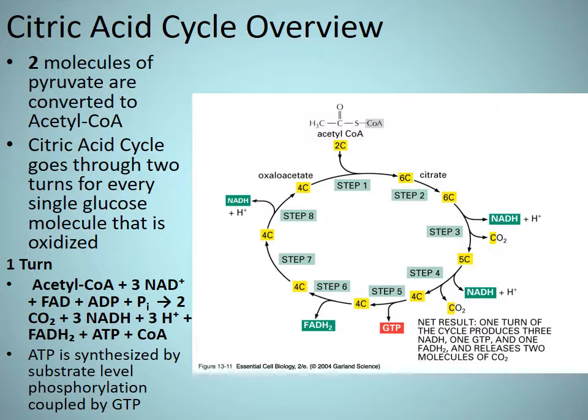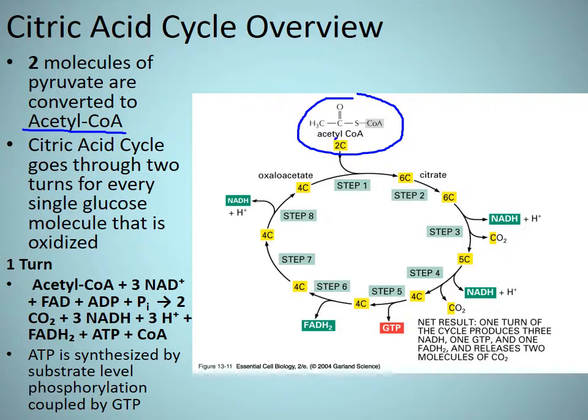So, 2 molecules of pyruvate are converted into acetyl-CoA. Acetyl-CoA is going to start the initial stage of the citric acid cycle. Now remember, there are 2 pyruvate molecules, and those 2 pyruvate molecules get converted into acetyl-CoA. So we have 2 acetyl-CoA molecules here as a result of glycolysis and pyruvate oxidation. So this cycle occurs twice, because there are two acetyl-CoA molecules.